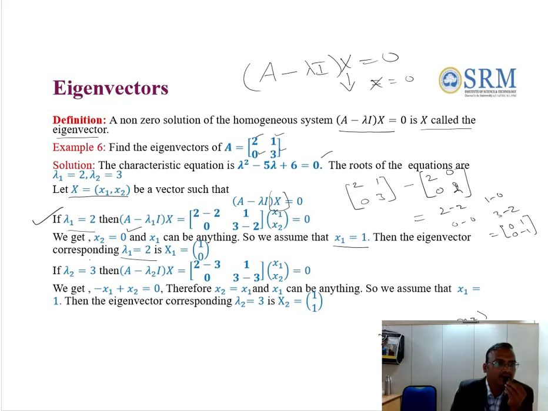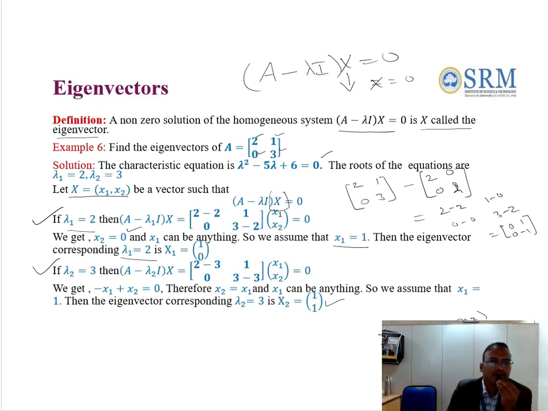Now let us take the second eigenvalue lambda 2 equal to 3, then replace lambda 2 equal to 3 in this. Therefore 2 minus 3, 1, 0, 3 minus 3, and the vector is (x1, x2) equal to 0. Therefore we are getting minus 1, 1, 0, 0. Therefore minus x1 plus x2 equal to 0, that gives x2 equal to x1. So there is only one equation, but there are two unknowns. Therefore this system of equations has an infinite number of solutions. Among them we are going to choose one. Let us assume that x1 equal to 1, then x2 equal to 1. Therefore the second eigenvector is (1, 1).